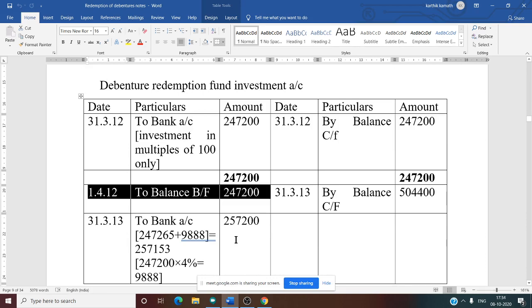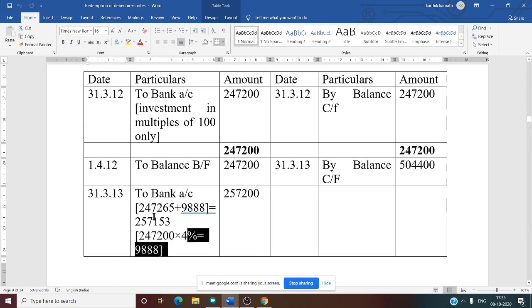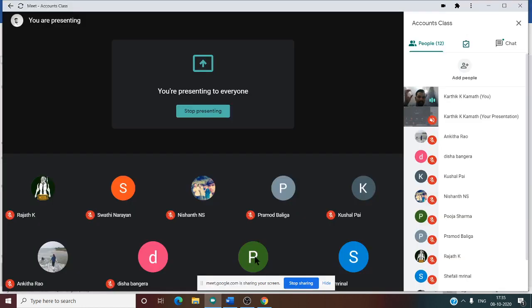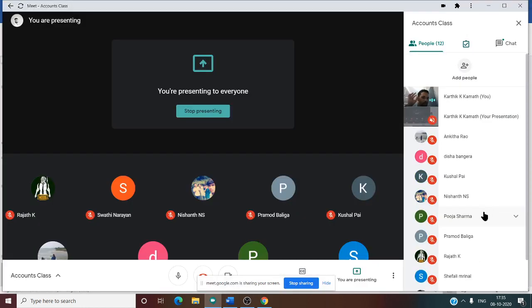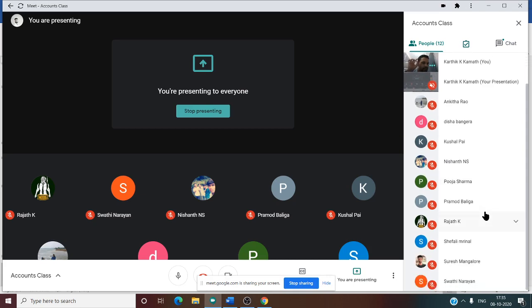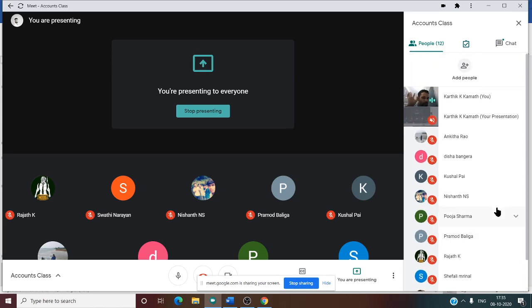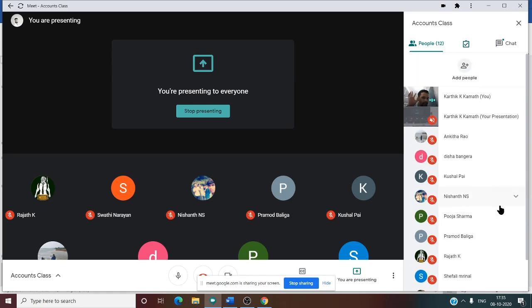That is 1/4/2012. At the end of the second year, again there is interest calculation. Why interest calculation? Can you tell me, anyone? What is the reason for the two bank account in the debenture redemption fund investment account? Can you tell me? Anyone? What do you mean by sinking fund? Partially you answered. What do you mean by sinking fund?